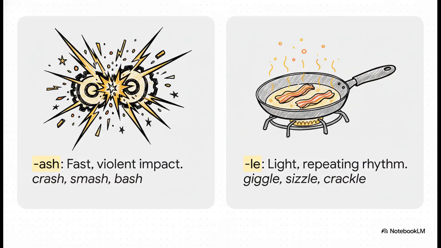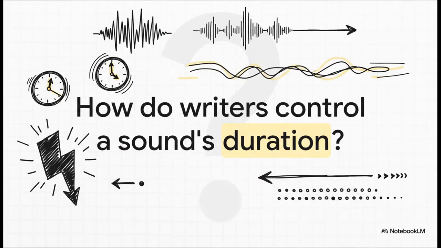Okay, now let's jump to the other end of the word and see how this all builds up. The ending is just as important. Take the ASH sound. It signals a fast, violent kind of impact. Crash, smash, bash. You can just hear the destruction. But if you change that ending to LE, suddenly the feeling is completely different. It suggests a light, repeating rhythm. Giggle, sizzle, crackle.